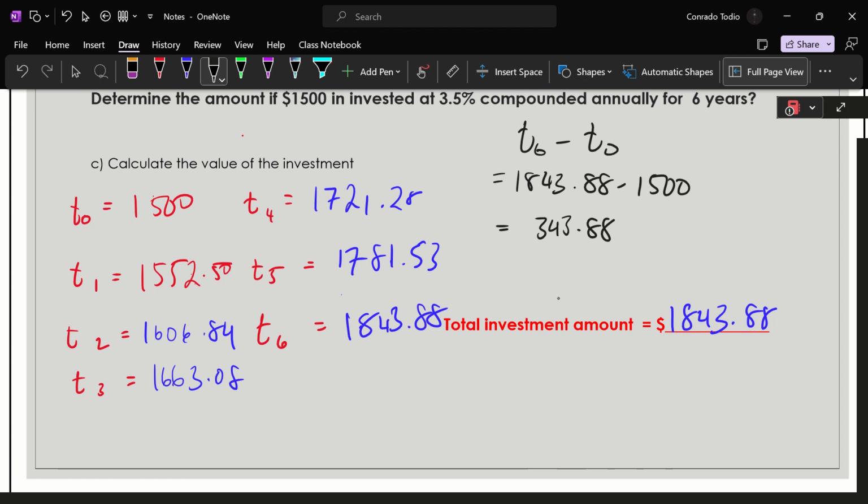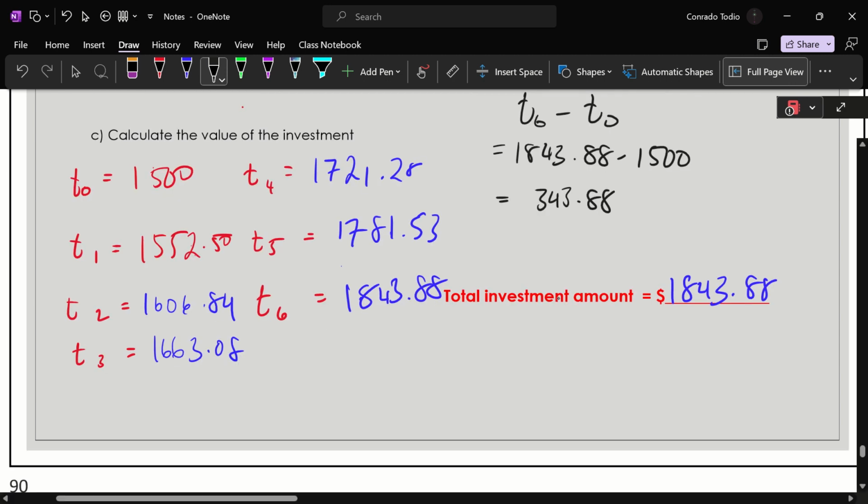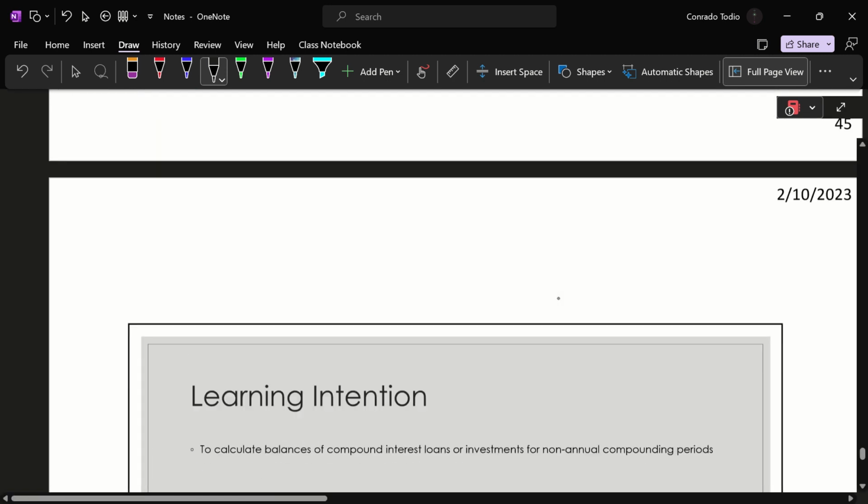Okay, that's if it asked you how much interest did he gain. So if I asked you, Tiller, how much money did he make? He made $343.88 in 6 years. All right. I'm going to stop there.